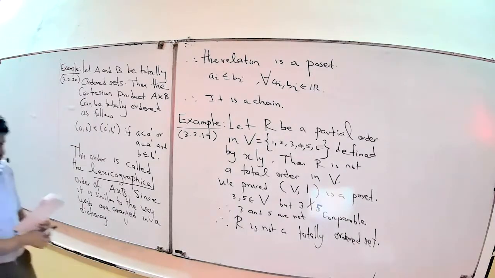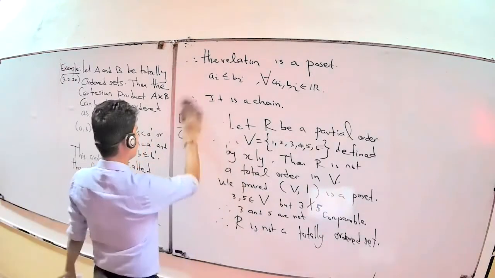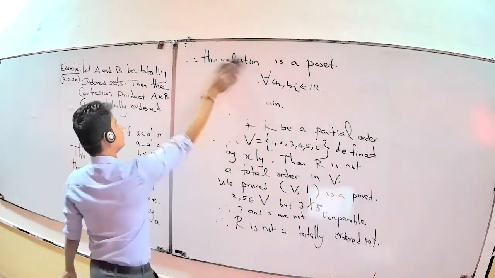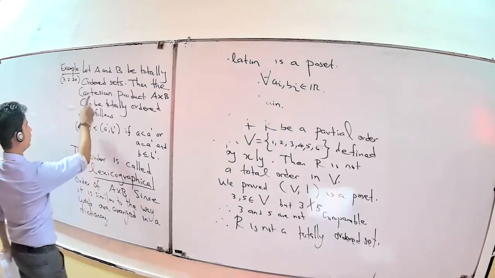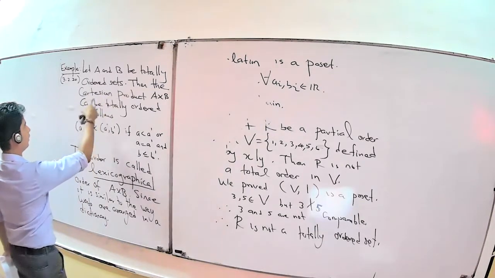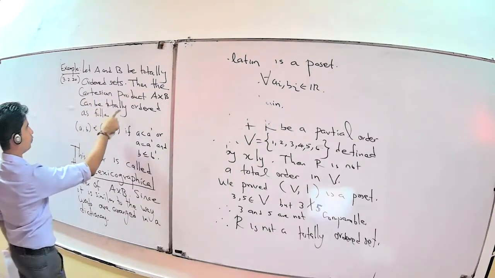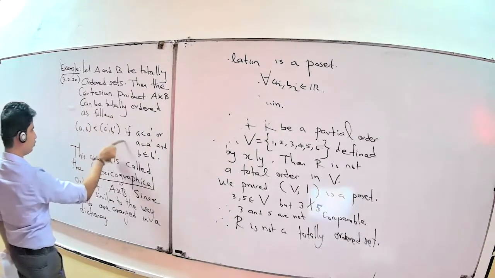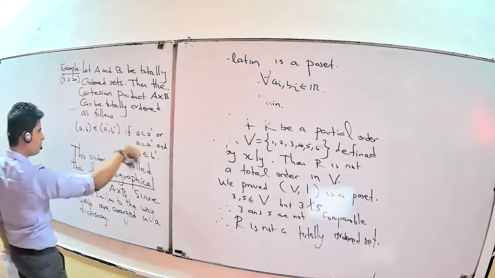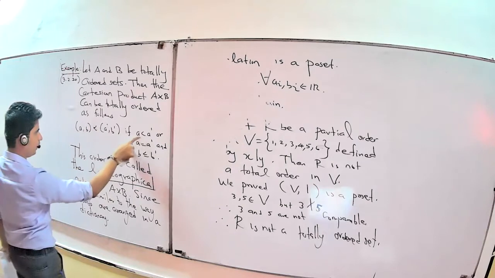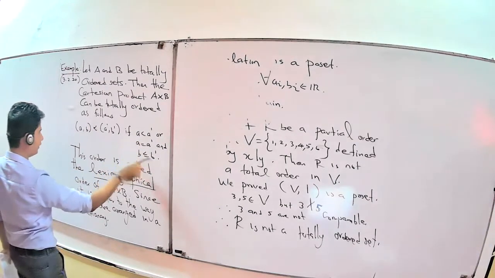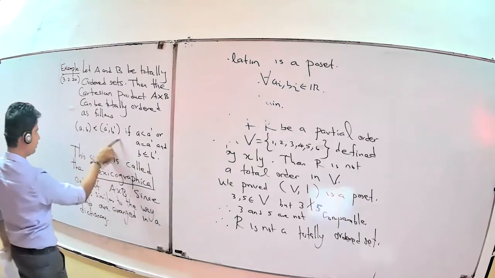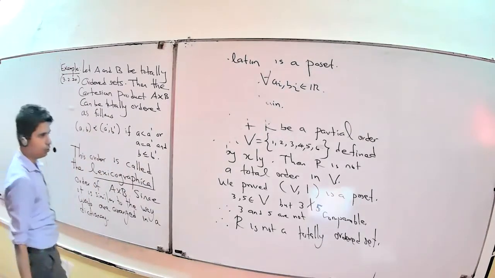For reflexive, here they asked only to prove that for ordered sets A and B, the Cartesian product A cross B can be totally ordered as follows. First of all, we want to say partially ordered, but here all elements are comparable. Here a less than a dash, or a equal a dash and b less than or equal b dash. Therefore, each element of this set is comparable. Therefore, this is a totally ordered set. That's all.